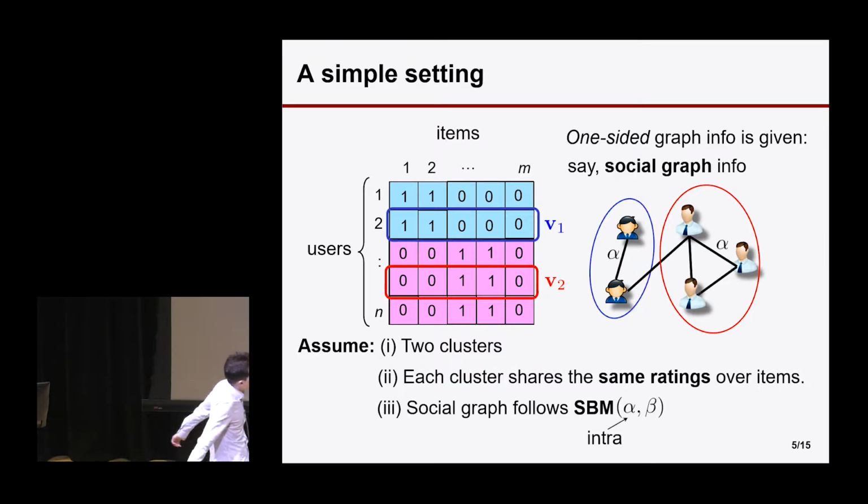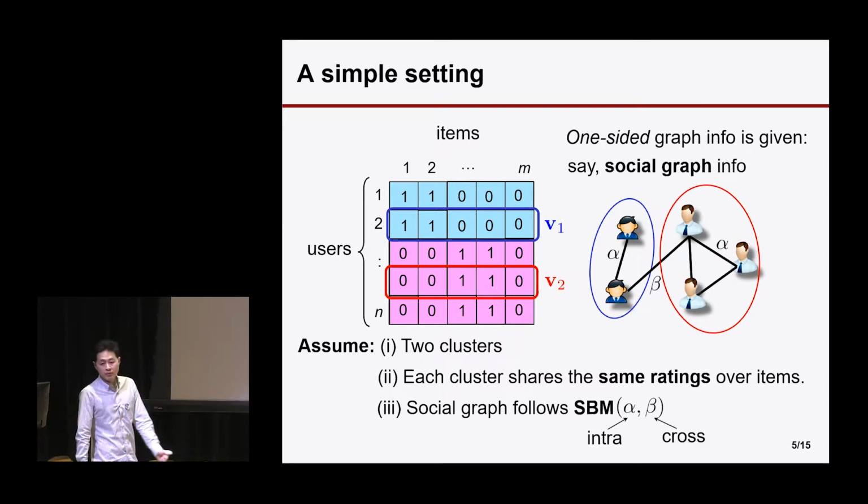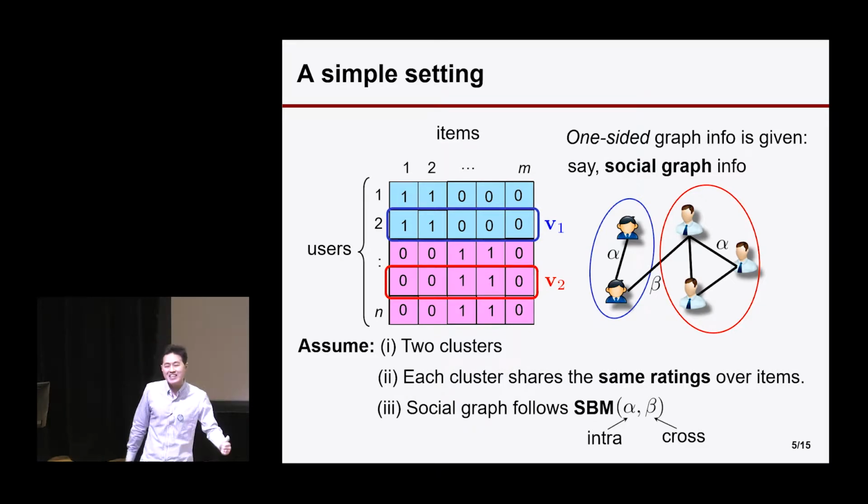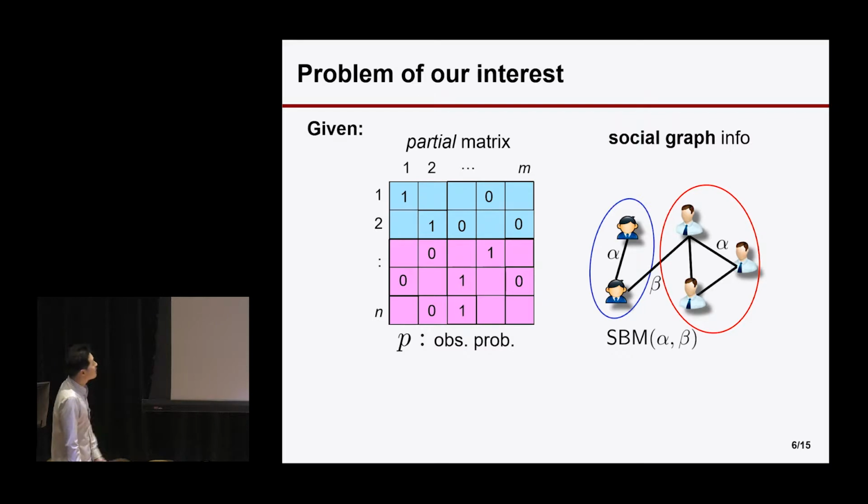Alpha indicates the intra-cluster edge probability, and beta is about the cross one. Okay? Then under this setting, the task we are interested in is the following.